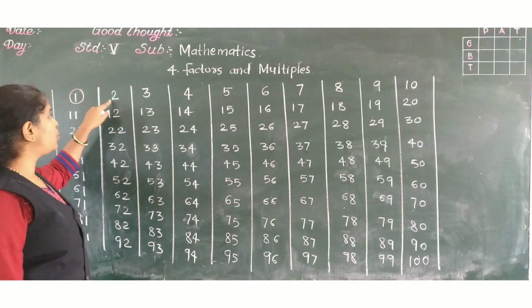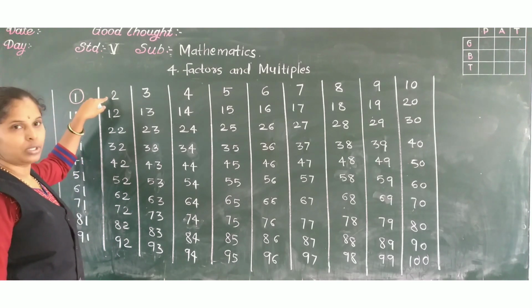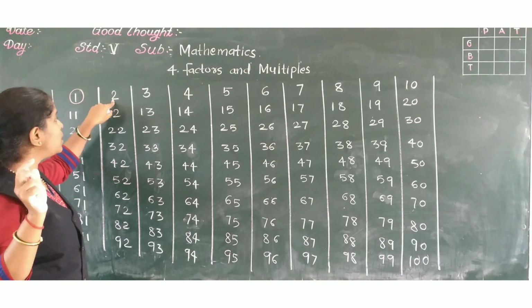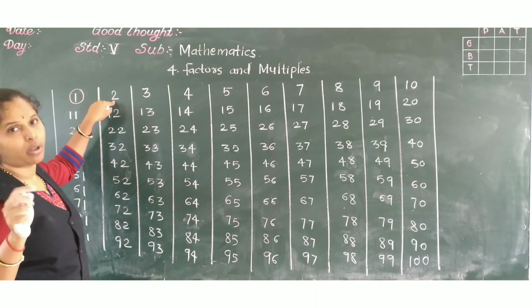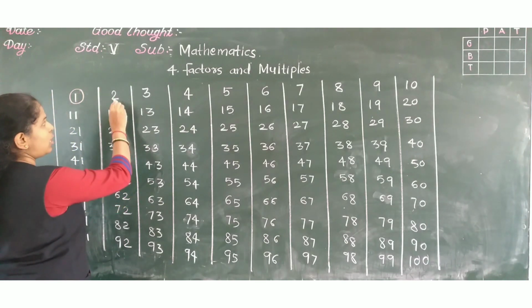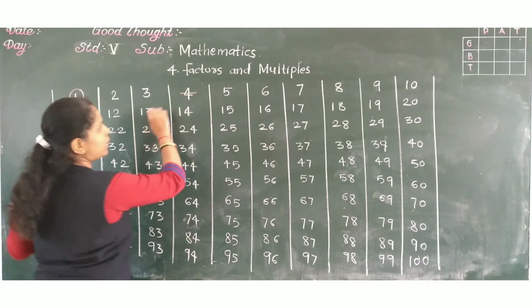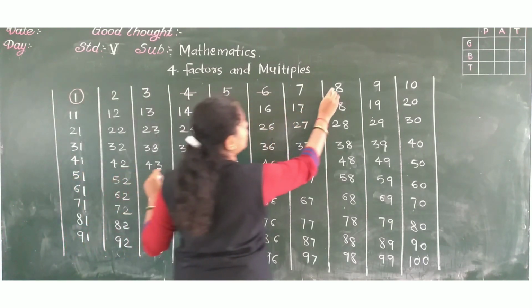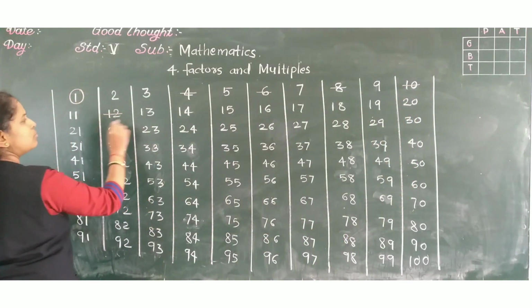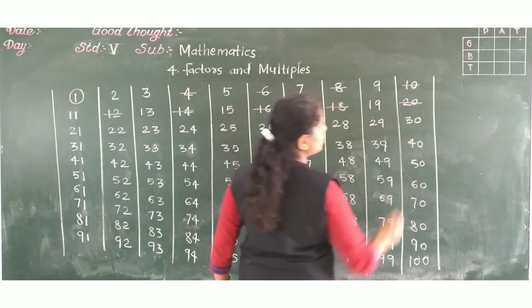Now 2 is a prime number, correct? So don't cross 2. What we have to do is cross out the numbers which are divisible by 2, the multiples of 2. Now see, 2 twos are 4, correct? So cross it out. Then 6, 8, 10, whatever multiples of 2 are there, we have to cross out.